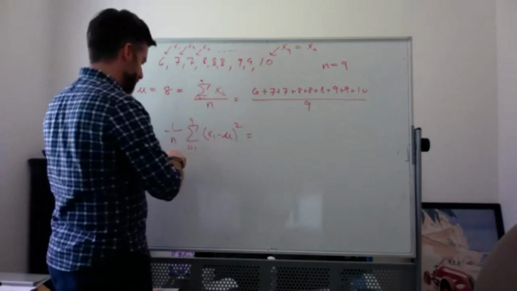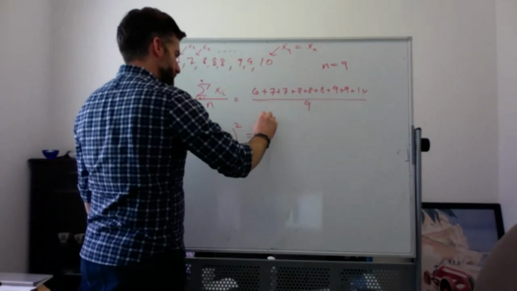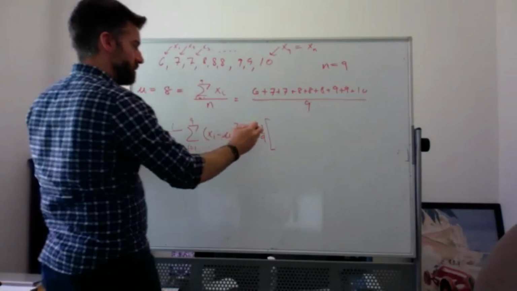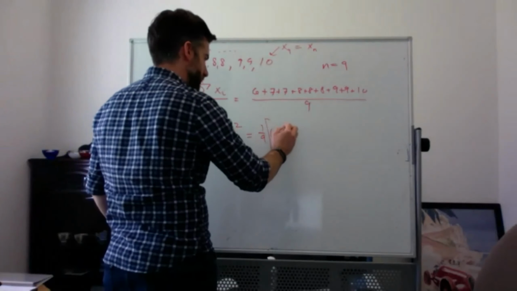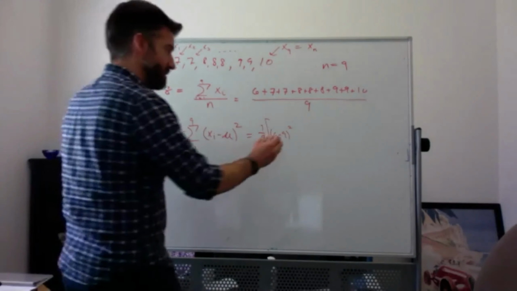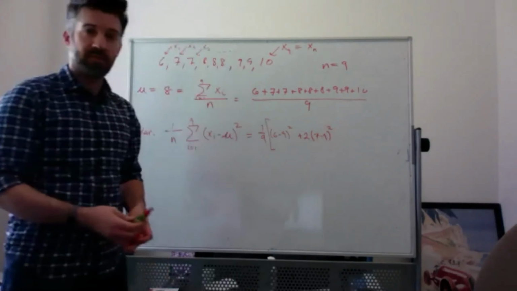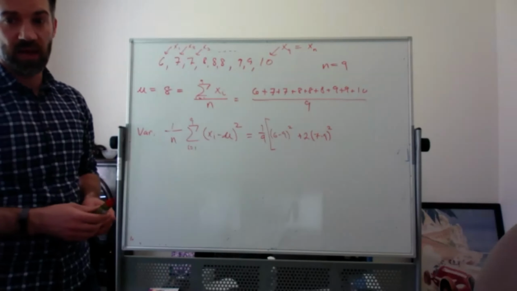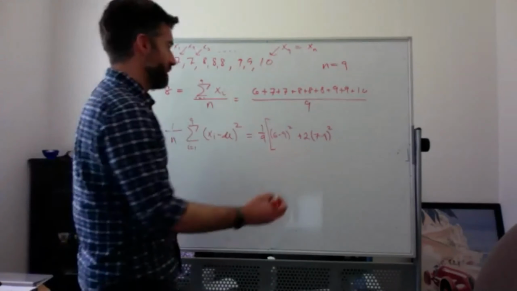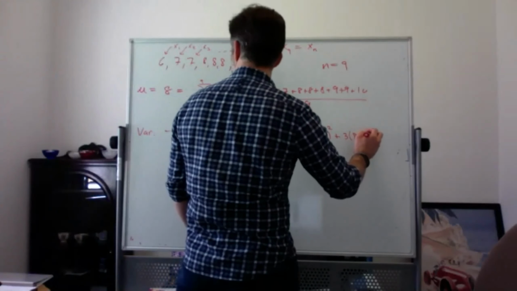So here's what I've got. I've got 1 over n is 1 over 9 times the sum of all of my values minus the mean squared. So 6 minus 9 squared. Instead of writing 7 minus 9 squared twice, I'm going to write 2 times 7 minus 9 squared. Right? The frequency of any piece of data you can account for just by multiplying by how many times it occurs. Then I have a 3 times 8 minus 9.